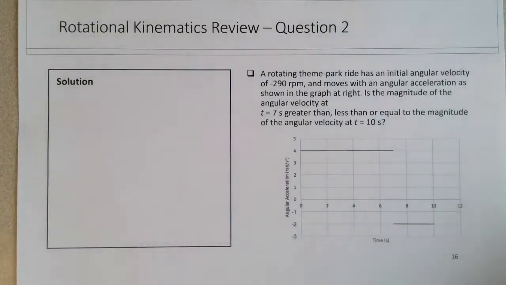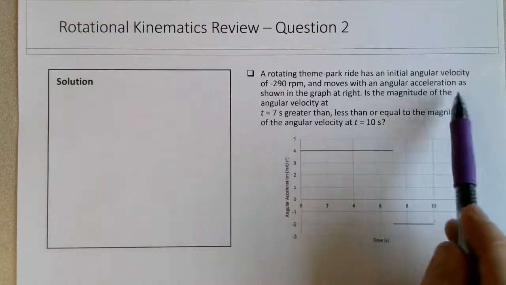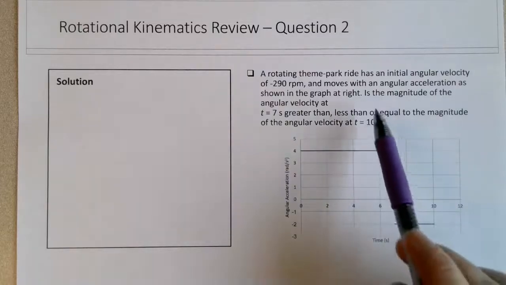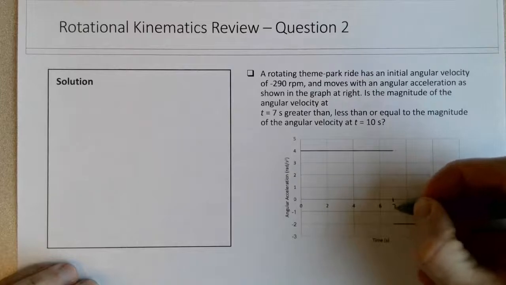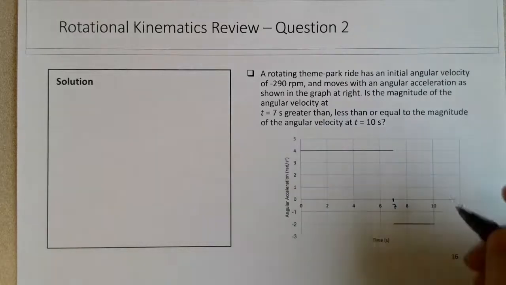Okay, so in the second rotational kinematics review question, we have a rotating theme park ride that has an initial angular velocity of negative 290 RPMs. It moves with an angular acceleration as shown in the graph below. We need to determine whether the magnitude of the angular velocity at t equals 7 is greater than or less than or equal to the magnitude of the angular velocity at t equals 10 seconds.